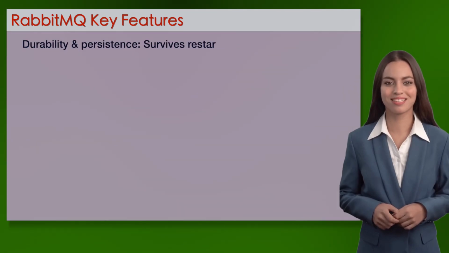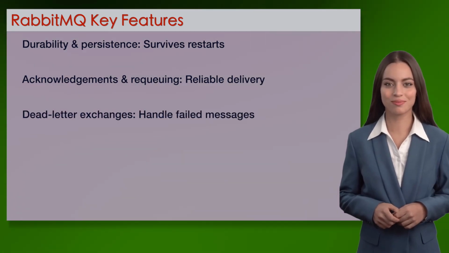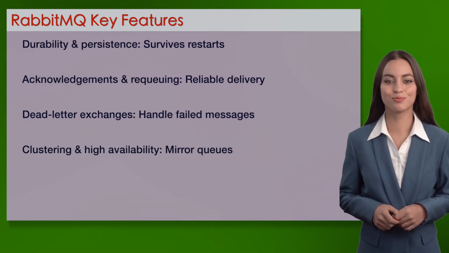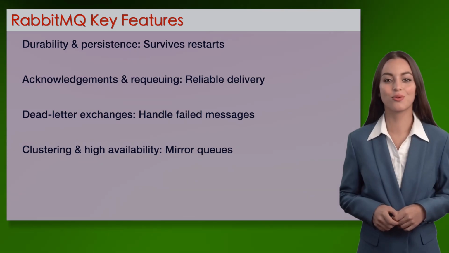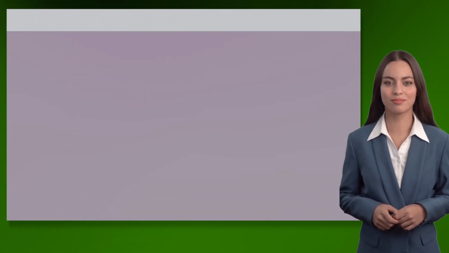RabbitMQ key features expanded. Durability and persistence ensure queues and messages survive broker restarts. Acknowledgements and requeuing guarantee reliable delivery even during consumer crashes. Dead letter exchanges automatically route failed or rejected messages for inspection or retry. Clustering with mirrored queues provides high availability and failover.